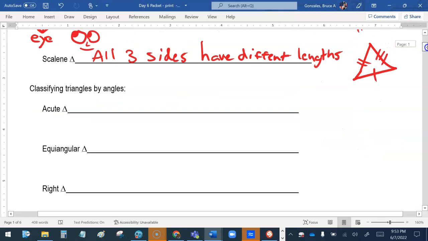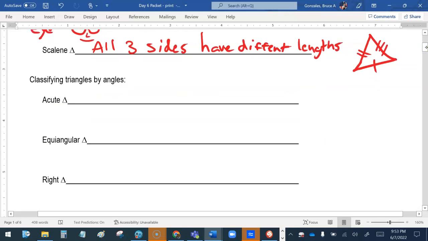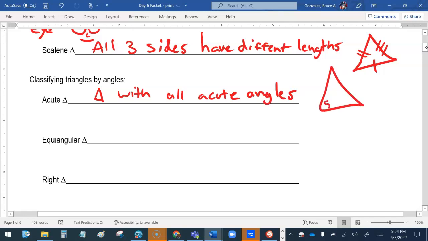Now, what if we look at the angles? Okay, an acute triangle is a triangle with all acute angles. All 3 angles are acute. 50, 70, 60, something like that, right? Now, equiangular is where all angles are congruent.